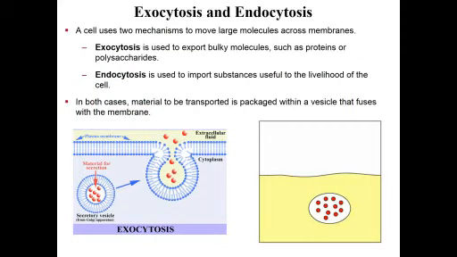Alright, so now we're going to move on into talking about bulk transport. Exo and endocytosis. Exocytosis, you're going to be releasing molecules in vesicles outside of the cell. It's proteins, carbohydrates mainly. Endocytosis, you're bringing things into the cell.